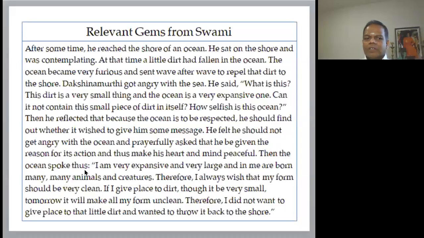Then the ocean spoke thus: "I am very expansive and very large, and in me are born many, many animals and creatures. Therefore, I always wish that my form should be very clean. If I give place to dirt, though it will be very small, tomorrow it will make all my form unclean. Therefore, I did not want to give place to that dirt and wanted to throw it back to the shore."